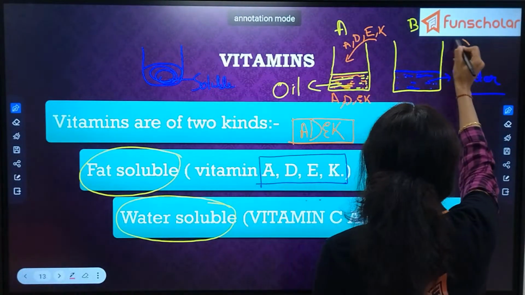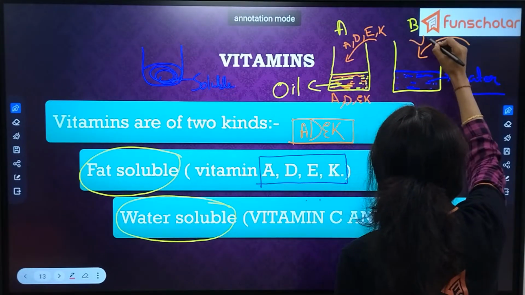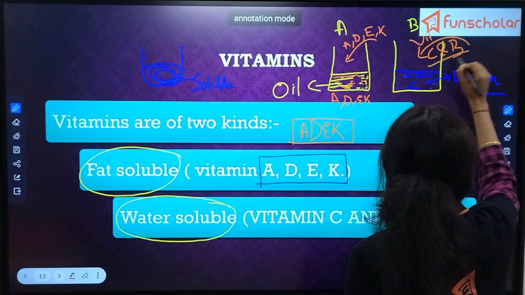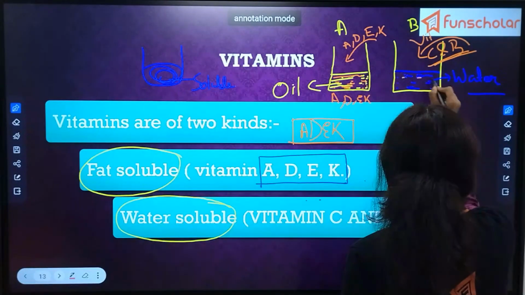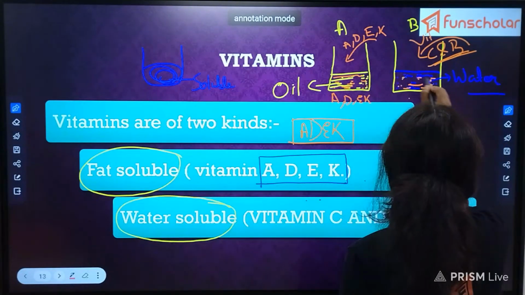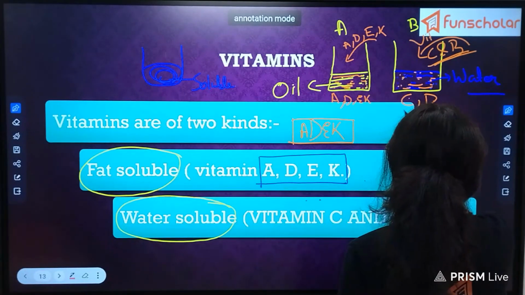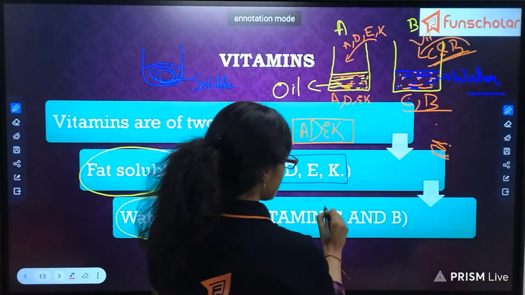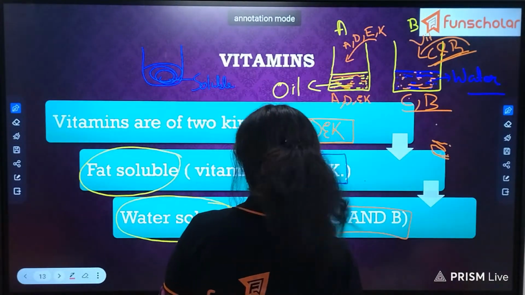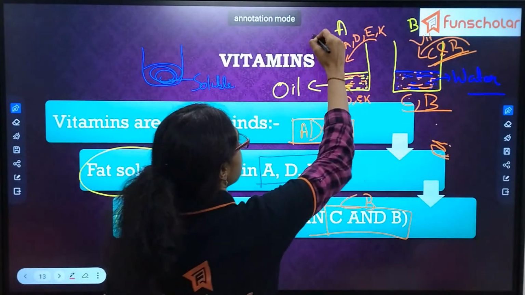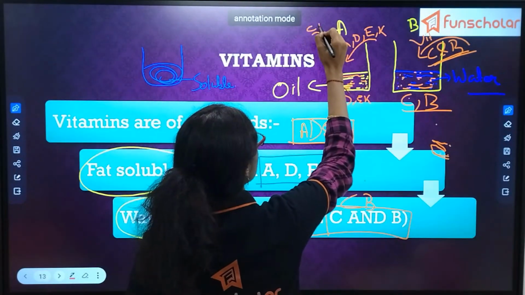If I pour vitamin C and B in it, it will get dissolved or mixed in the water. Vitamin C and B, CB, is known as what? Water soluble vitamin. So if I add CB here, will it get soluble?